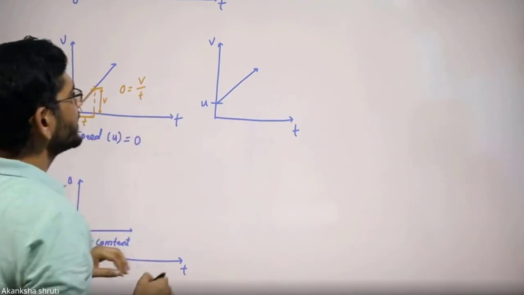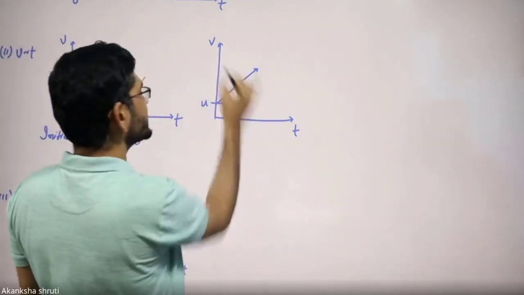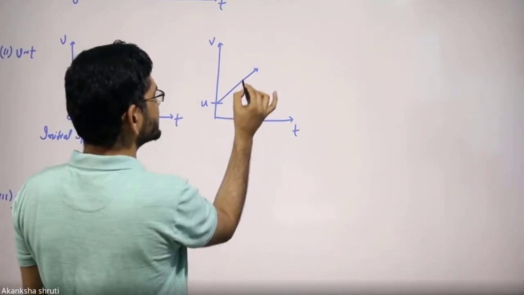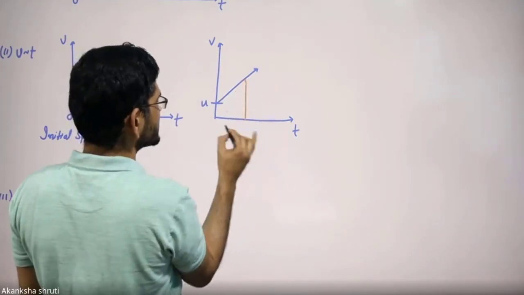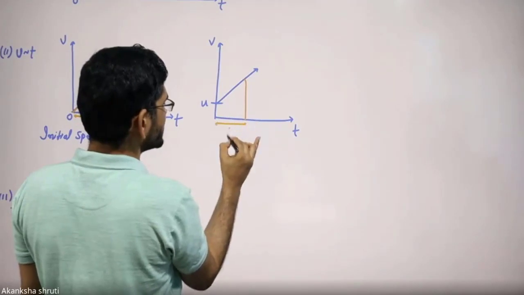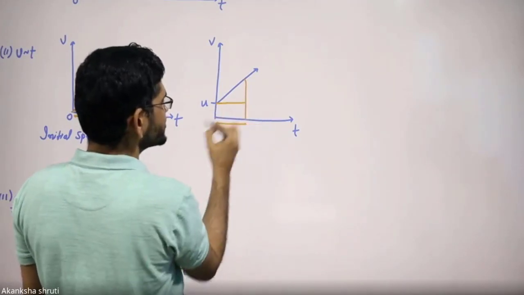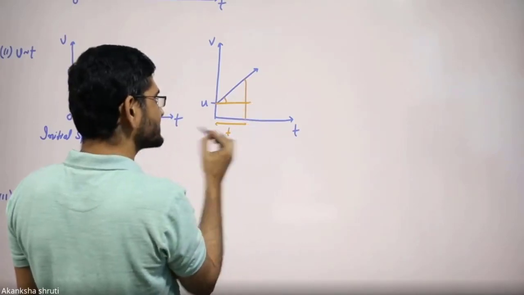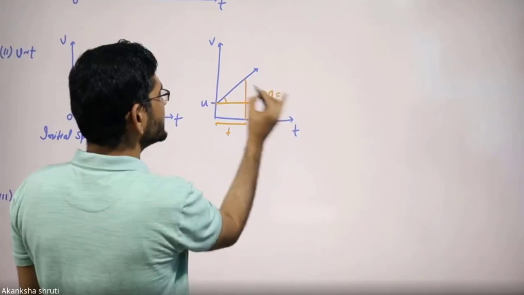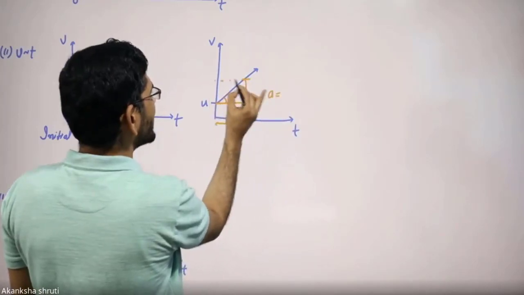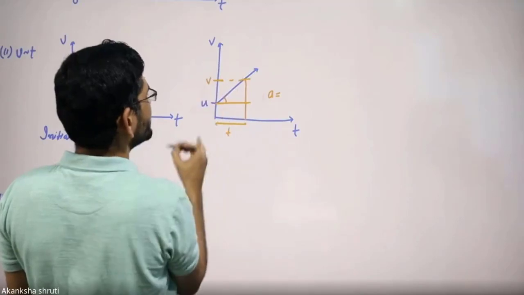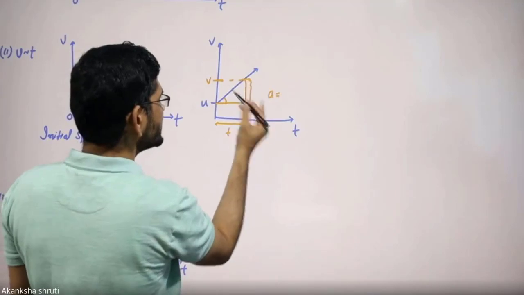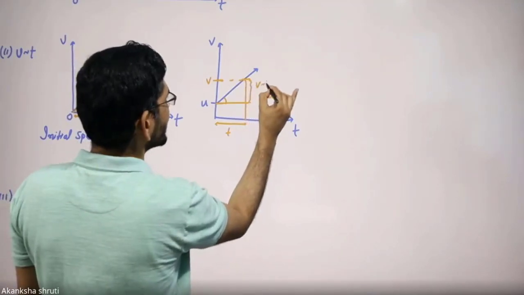Okay, students. But if I consider this graph, if the VT graph is like this one, which is the most important case, then we want to calculate the acceleration. So let us take a certain time interval, this much as t. Then for calculating the acceleration I need the change in speed. Let us call this value, from here, v. So this gap is the change. This change is obtained as v minus u.